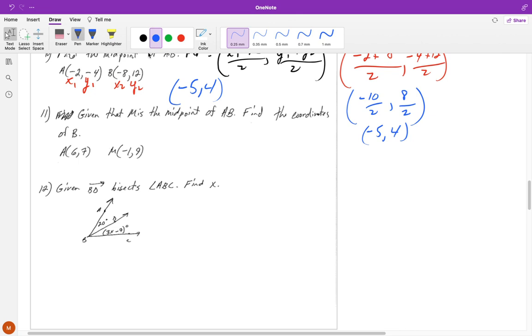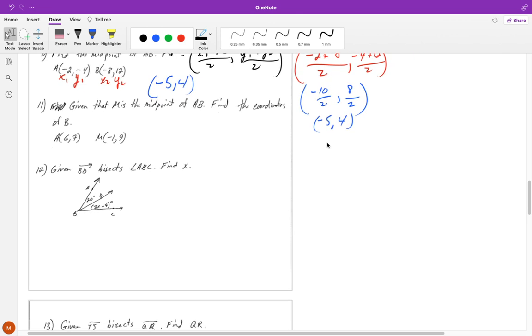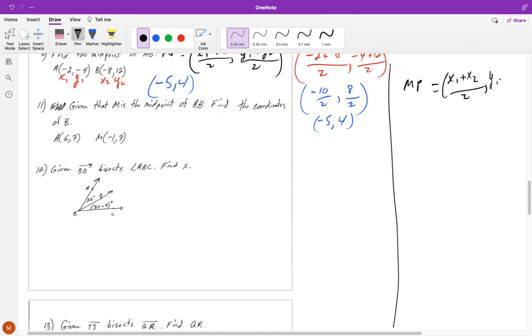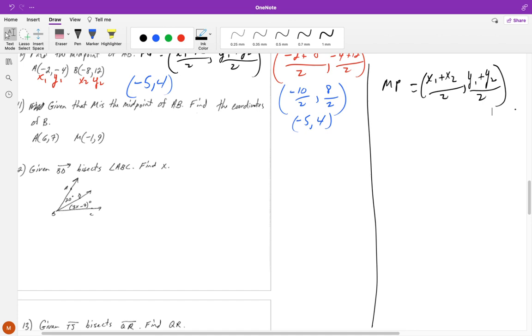All right, now this one, we're given a midpoint, and then we're trying to find the coordinates. So we know our midpoint formula, so I'm going to do this one over here. So our midpoint is equal to the average, so x1 plus x2 over 2, and y1 plus y2 over 2. Right? In this case, we know our midpoint. Our midpoint is -1, 9. So I know that this is equal to -1, 9, our midpoint.